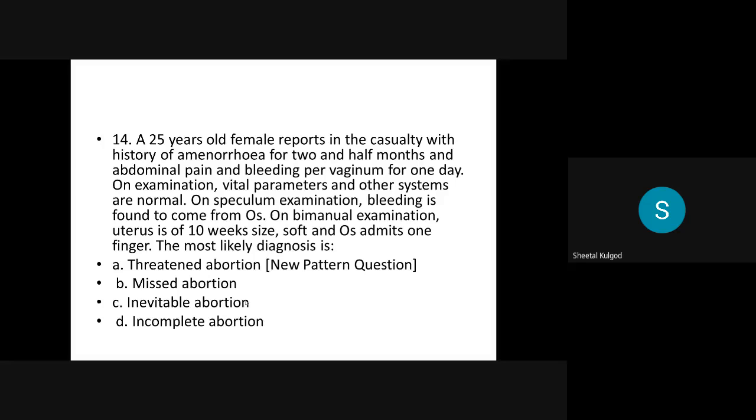Read the question again properly so that you can answer it rightly. Just note down what are the points they have mentioned. 2.5 months means how many weeks do you expect? In weeks, how much will it be? 2.5 months? 8 to 10. Yeah, 10 weeks. 2.5 months is approximately 10 weeks, is it not?